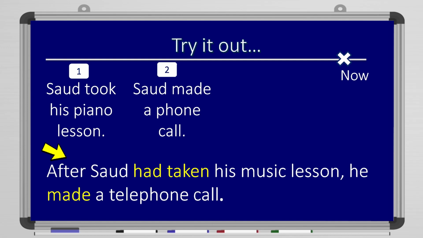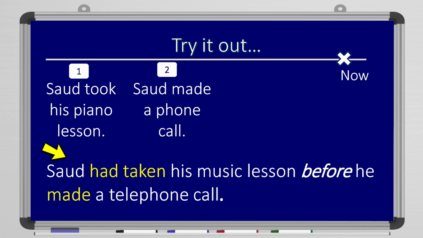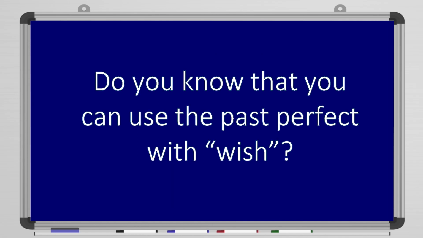If you decide to use after, obviously it's going to be which action first? You're going to use the first action. So if you use after, obviously the verb will be preceded by had and will be in the past participle. After Saud had taken his music lesson, he made a telephone call. If we decide to go with before, we'll say Saud had taken his music lesson before he made a telephone call. Very easy.